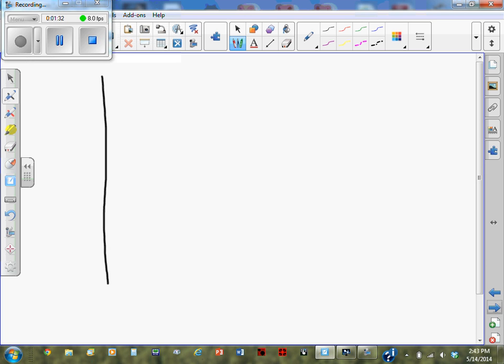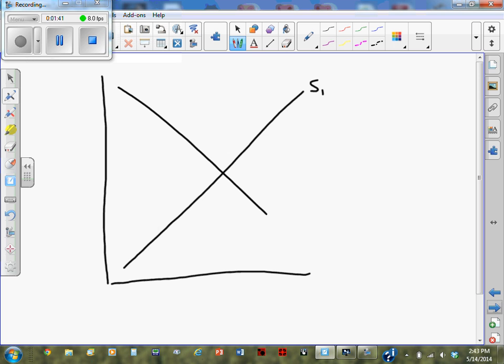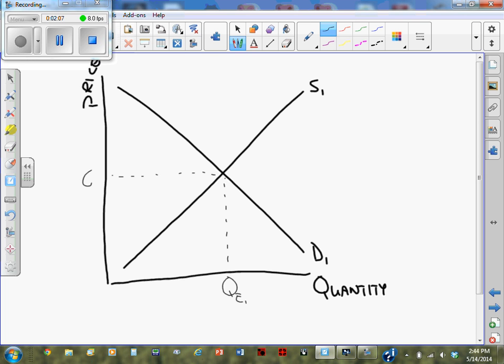Draw the axes. Put in a supply curve, S1, a demand curve, D1, a quantity, and a price. After you've done that, you're going to put in your equilibrium quantity, QE1, and your equilibrium price, PE1. That's your starting point.